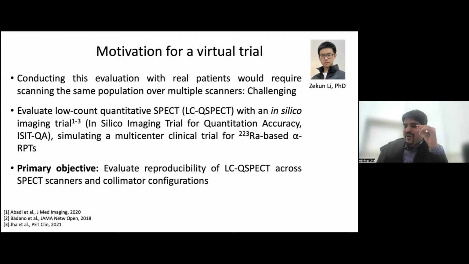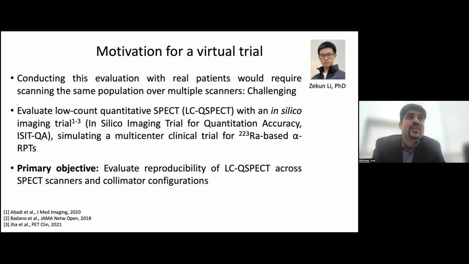So when I discussed with Arman about this, the sense I got, Arman, from you was that you wanted to hear our experience and how we went about thinking about designing this trial. What was our philosophy? What was our study design? And how did we think about study design? That's what I will try to do in today's talk: tell you what some constraints were that I had, what some challenges were that we faced, and it's more of a story that I will try to share here. So we first define a primary objective: you evaluate reproducibility of LC-Q-SPECT across SPECT scanners and collimator configurations, right? And I'll go into details on this.